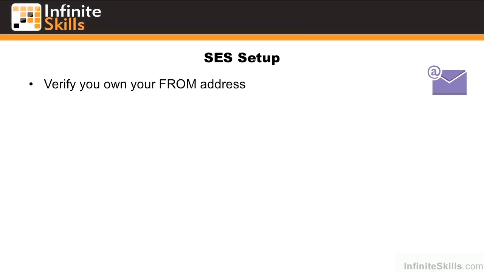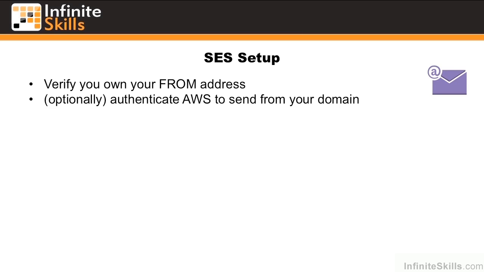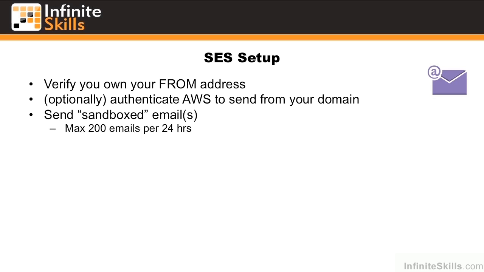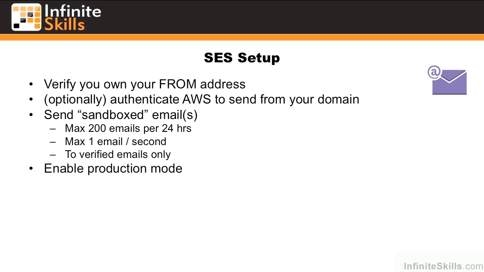To set up SES, you first need to verify your own from address. It's optional, but it's also recommended to authenticate that AWS can send from your domain. Then you can send a few sandboxed emails. In the sandbox, you're limited to 200 emails every 24 hours, and a maximum of 1 email per second, to verified emails only. After you've been in the sandbox a while, AWS will automatically enable your production mode. You can also request this manually.